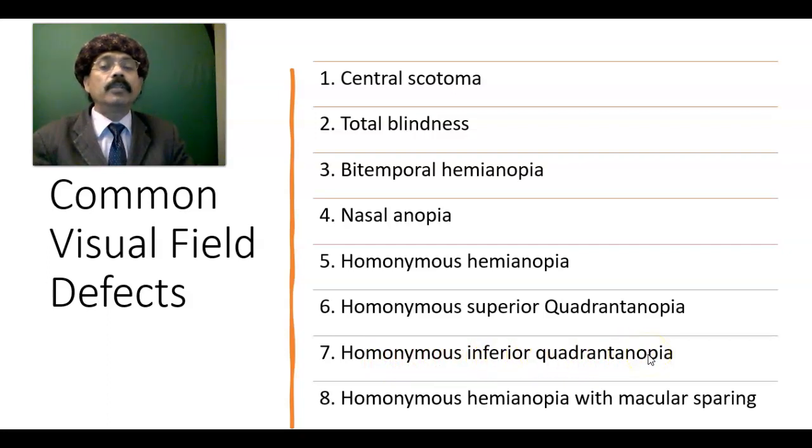Like that, we'll also get homonymous inferior quadrantanopia. This may happen when the optic radiation fibers going through the parietal lobe, the upper fibers, are damaged. Homonymous hemianopia with macular sparing is also possible. Usually this is close to the occipital cortex area, and the macular area of the neurons is spared in this type of lesion. So these are the common visual field defects found in the visual pathway.